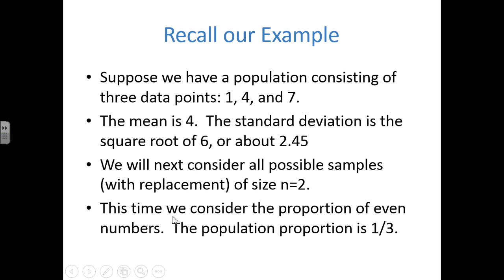And this time what we're going to be considering is the proportion of even numbers. Now in our population we have 3 numbers. And of these 3 numbers, exactly one of them is even, the 4. So the population proportion is 1 out of 3.